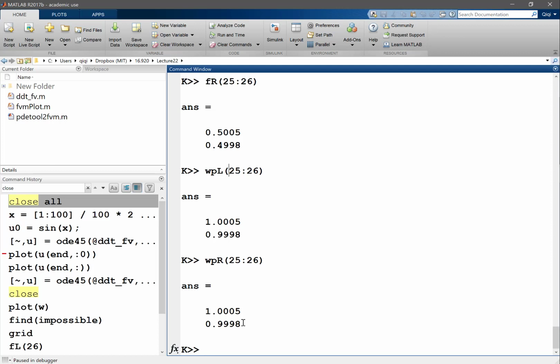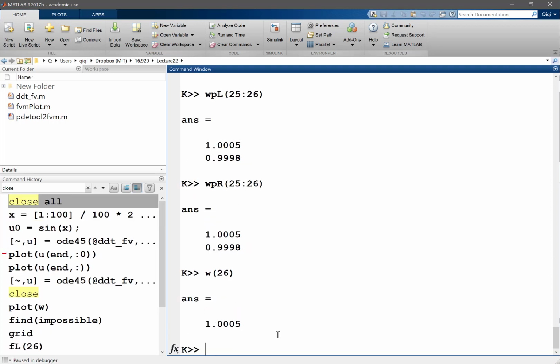And I have not created any new maximum because my W at 26 is actually 1.005. I mean, the flux limiter is doing its job in preventing the reconstructed values, which is this value, to be any higher than the solution that is already a local maximum.